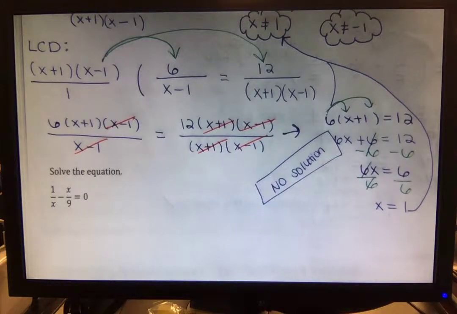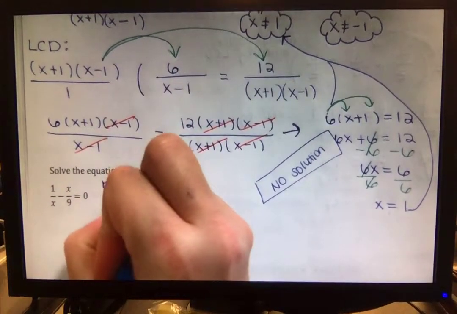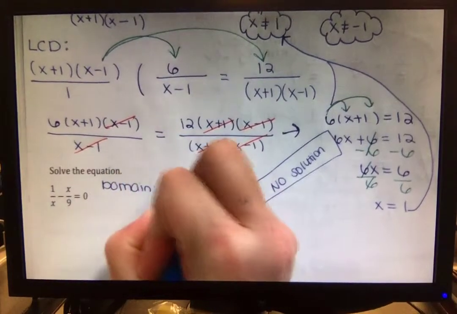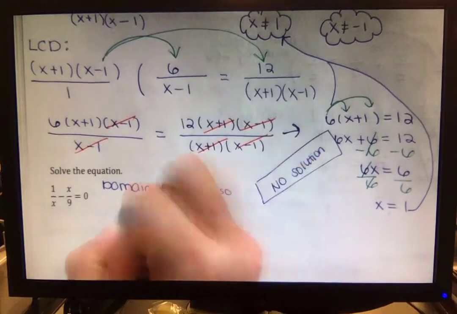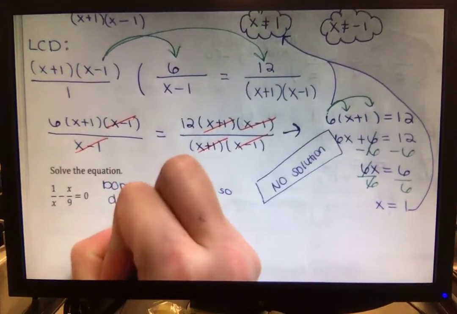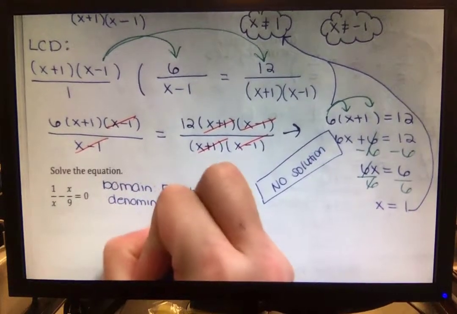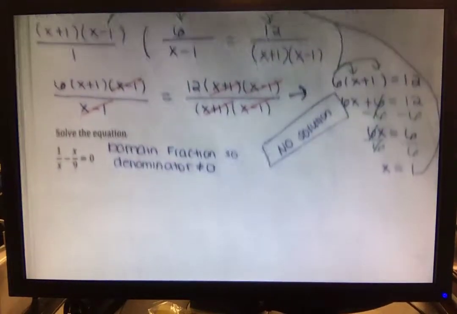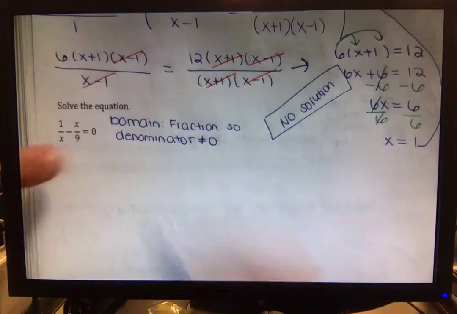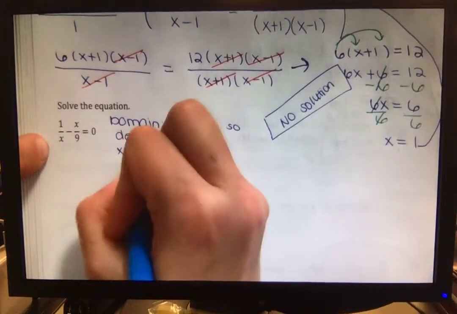Next one, solve the equation 1 over x minus x over 9 equals 0. Our first step is to find the domain. Again, it's a fraction. So we know our denominators cannot equal 0. We have x as a denominator, so x cannot equal 0.